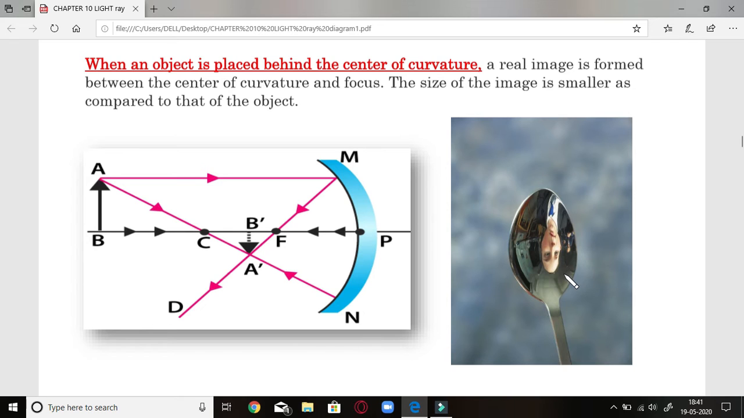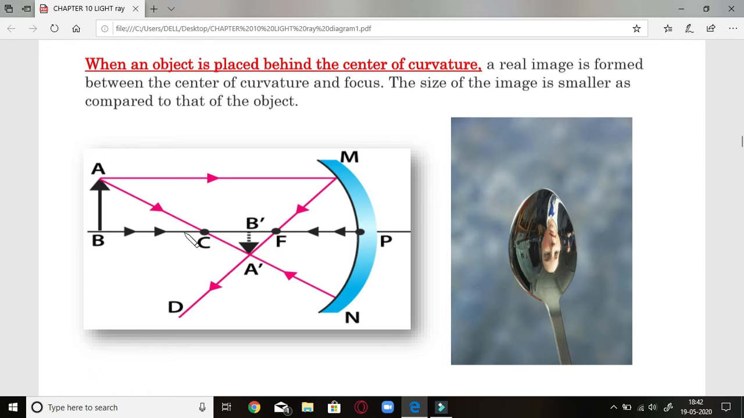Now let us see how this diagram can be formed. This is a concave mirror. Of course all the points are the same: C, F and P are there. The object is placed beyond C. After C, A B, upright. Now we have selected only two rays. One is always fixed, that is going parallel, and then passing through the focus.